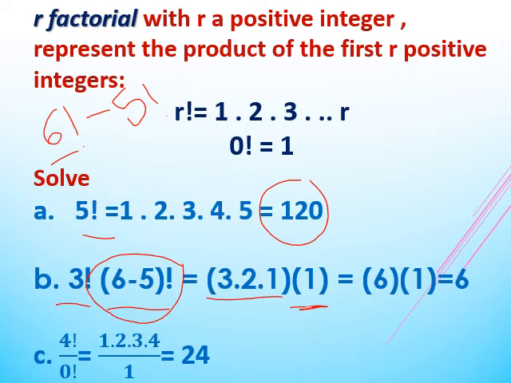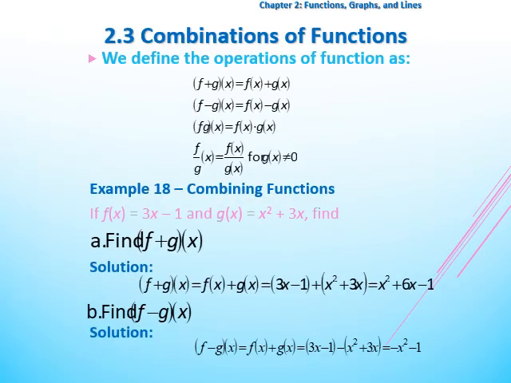Okay, here is another example, 4 factorial over 0 factorial. Of course, you may think 0 in the denominator is not defined. No, 0 factorial is equal to 1. So it's defined by multiplying 4 times 3 times 2 times 1 over 1, which is 24.